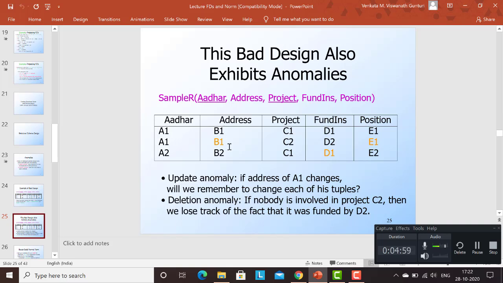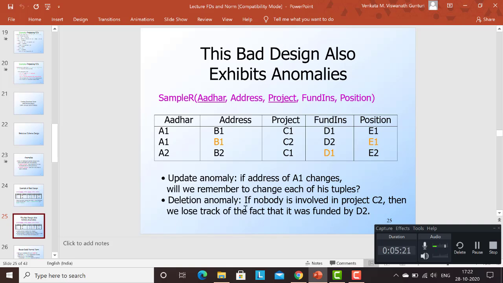Otherwise, what will happen is that across different tuples, the faculty A1 will have different addresses. We write here that if the address of A1 changes, we should remember to change this address value in each of his or her tuples. So this is called the update anomaly.